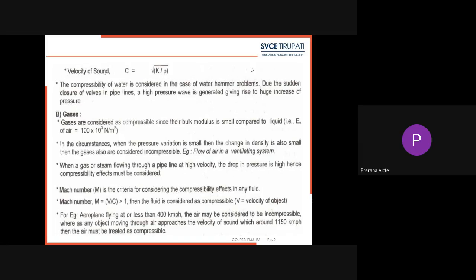Therefore, the compressibility of water is considered in case of water hammer problems. Due to the sudden closure of valves in pipelines, a high pressure wave is generated, giving rise to a huge increase of the pressure. And due to that, the compressibility of the water comes into play.